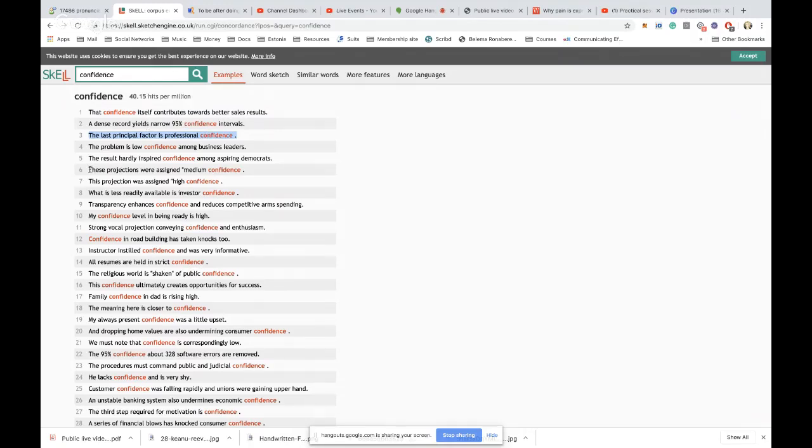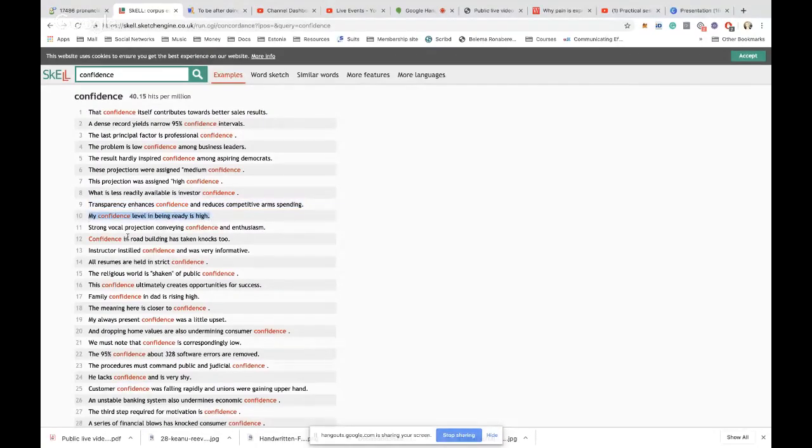Or this projection was assigned high confidence, or transparency enhances confidence and reduces competitive arms spending, enhances confidence. So instead of saying, I can say it increases confidence, it boosts confidence, it improves confidence, and I can say it enhances confidence. So again, the more ways you have to express yourself, the more synonyms you know, the easier it becomes to communicate, because you can vary these versions at the moment of speaking and your language becomes more vivid and more interesting. My confidence level in being ready is high.